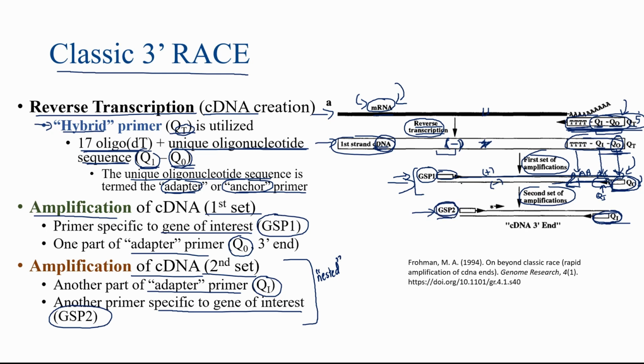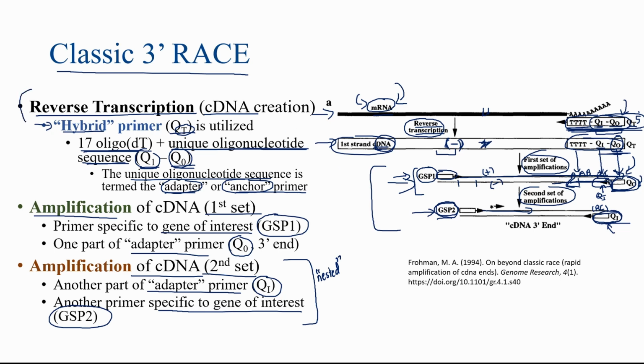So the GSP2, as you can see here, is going to target this specific region, and it's going to anneal and extend this way. And then here you will have a reverse complementary sequence of the Q internal, where the Q internal can bind and extend. So I hope this makes this particular part of the PCR diagram more accessible. And now I'll move on to the classic 5' RACE. This concludes the classic 3' RACE.